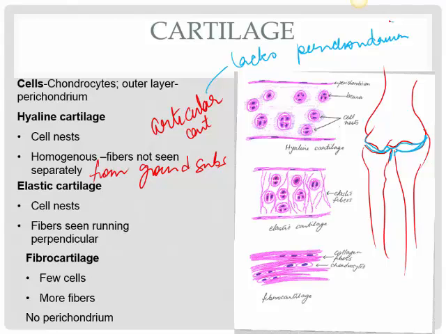Other examples of where you would find hyaline cartilage? In all of the fetal skeleton, most of the fetal skeleton is hyaline. Where the ribs attach to the sternum, that costal cartilage is hyaline in nature. In your respiratory tract, like the trachea and larynx, that's hyaline. Your nose, the nasal cartilage, is hyaline. You have all these examples in your notes, so take a look at that.